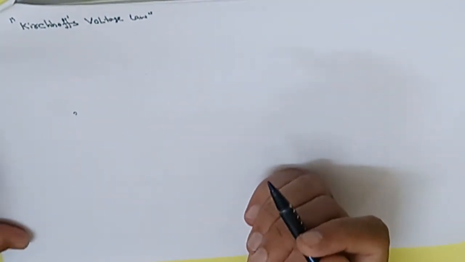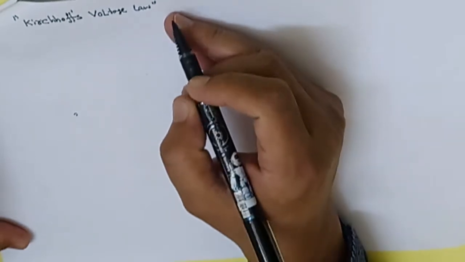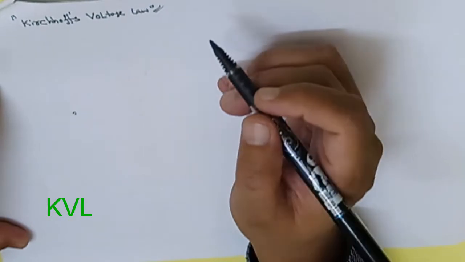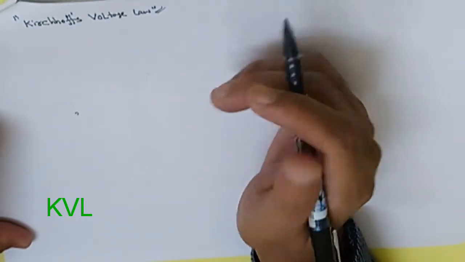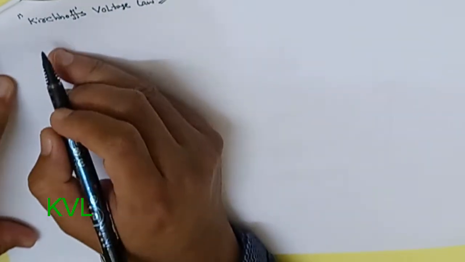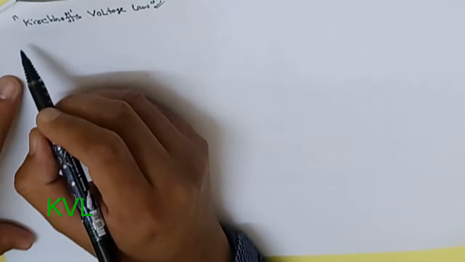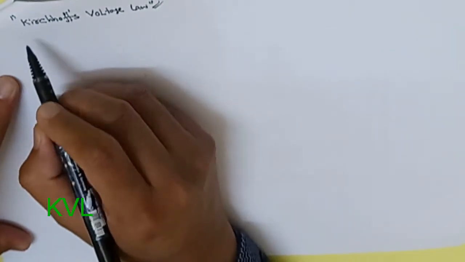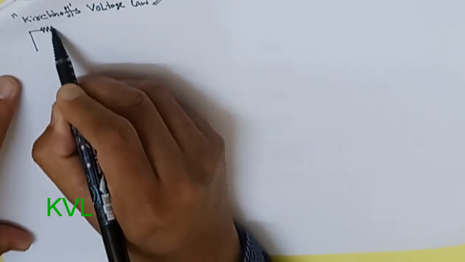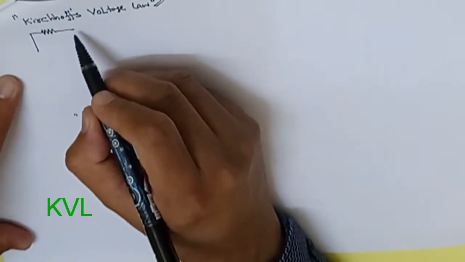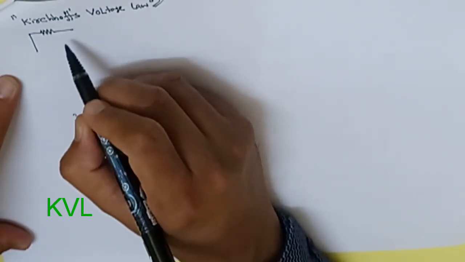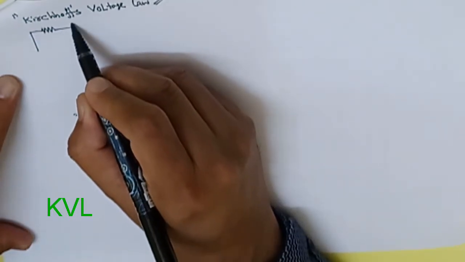Hello friends, today we are going to start our next basic electrical topic, Kirchhoff's voltage law. Just before this, I already uploaded one video related to Kirchhoff's current law. Now we are going to start Kirchhoff's voltage law. Kirchhoff's voltage law is basically applicable for a loop circuit. That means if there is any circuit and the current is rotating in that circuit, then only Kirchhoff's voltage law is applicable. So I'm going to make one very simple circuit.